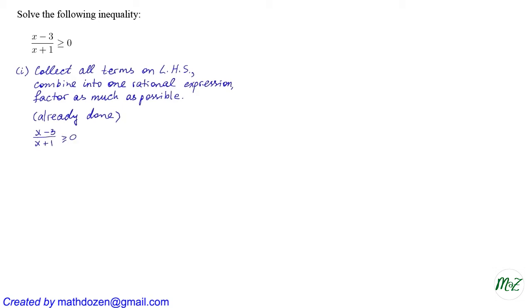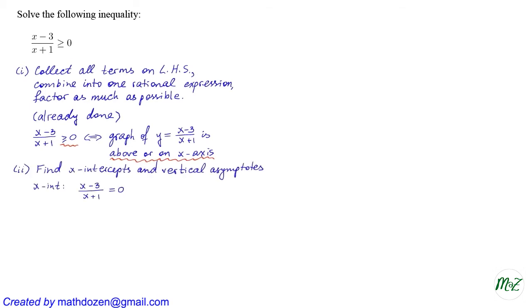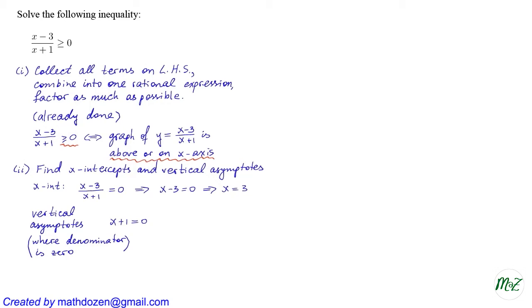And now we think about this inequality in terms of the graph. Since we have the inequality greater than or equal to 0, that means that the graph of y equals (x minus 3) over (x plus 1) is above or exactly on the x-axis. So to talk about the graph, we solve the equations to find x-intercepts and vertical asymptotes. For x-intercepts, we essentially focus on the numerator. So x minus 3 equals 0 gives us x equals 3. And for the vertical asymptotes, we get x plus 1 equals 0, so x is equal to -1.